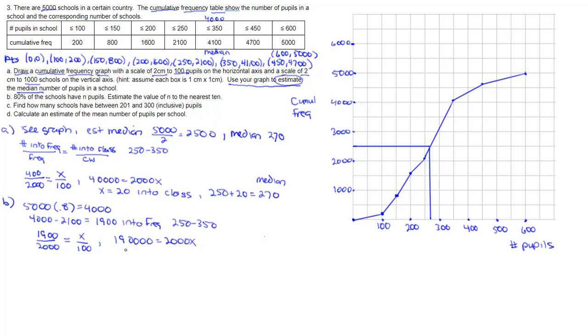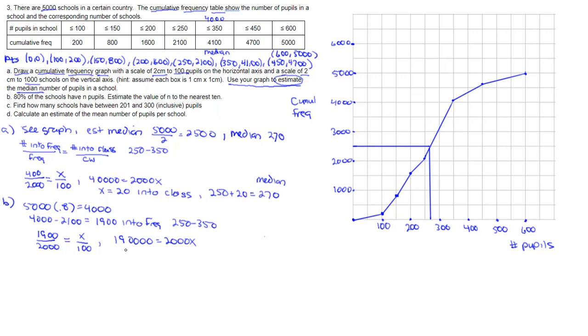1,900. Well, I'm looking for the 4,000th piece of data. And if I look before that, it's obviously going to be in this class 250 to 350, but I've already used up 2,100. So 4,000 minus 2,100, that's where I get the 1,900. I'm 1,900 into this frequency, and this class frequency is 2,000.